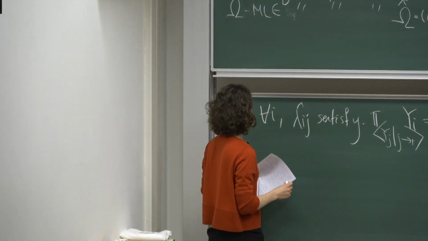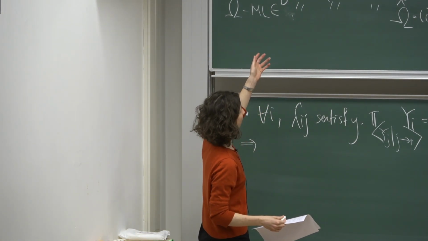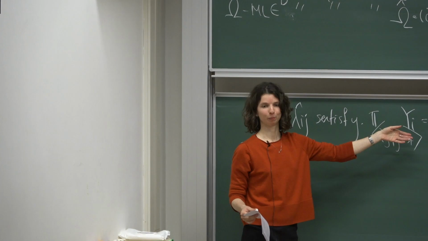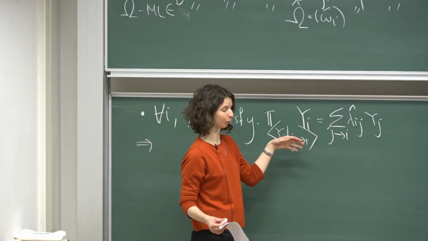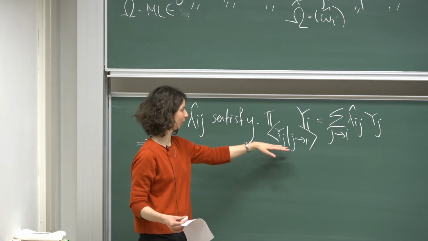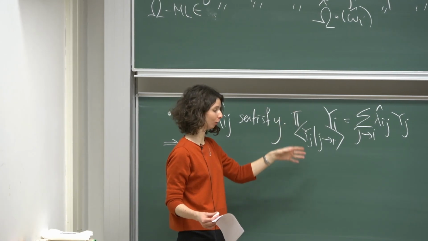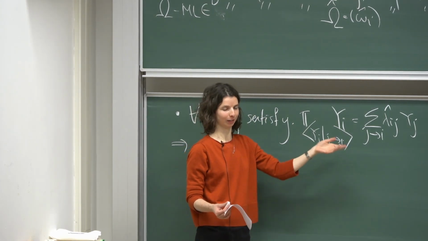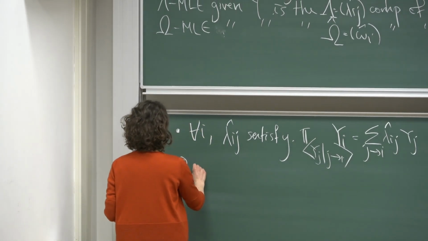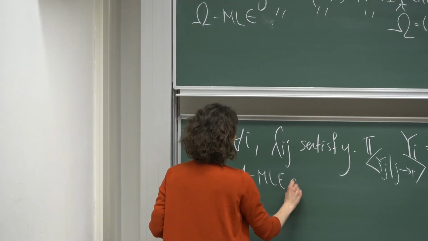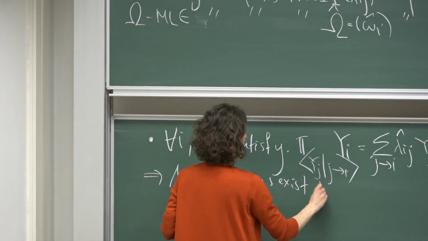We can see from this that the lambda MLE always exists, because if I ask how to write this projection, I can always find coefficients such that this is true. But it may not be unique, because if the parent columns are not linearly independent, then there could be many ways of writing this as a linear combination of the parent columns. So the lambda MLE always exists because you can always find coefficients, but it may not be unique.